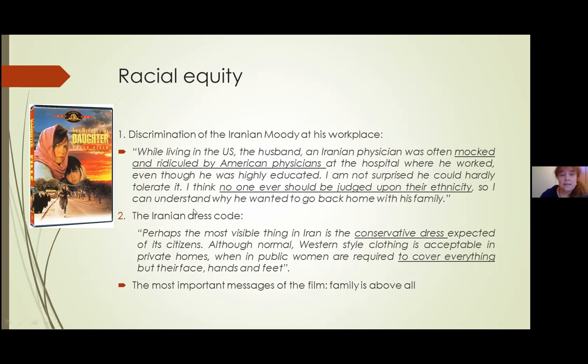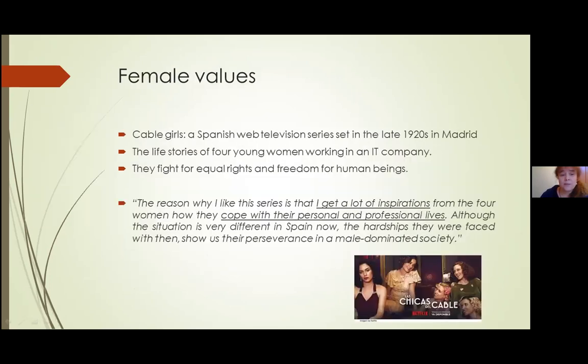So the next movie I'm talking about focuses on female values, and a student majoring in Spanish has chosen Cable Girls, a Spanish web television series set in the late 1920s in Madrid, where a telecommunication company starts operating. The series tells us the life stories of 4 young women who have different motives to join the company. For instance, completing a mission, forming close relationships or friendships, helping provide for the family, or escaping a controlling father.